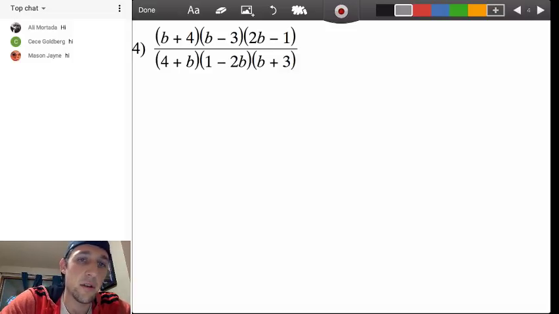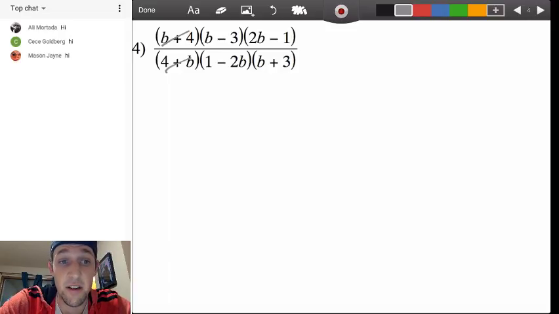First things first, b plus 4 and 4 plus b, they cancel, just like regular, right? The reason is if you switch addition, it doesn't change anything. B minus 3 and b plus 3 do not cancel. Those will not be the same number. If b is 1, 1 minus 3 is negative 2, and 1 plus 3 is 4. Those don't cancel to 1 or negative 1, so that's not going to work.